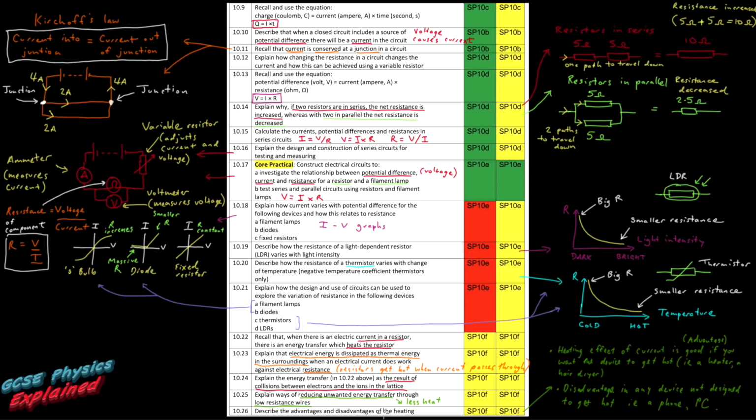Describe the advantages and disadvantages of the heating effect of current. That's what it should say. So the heating effect of current is good, so it's an advantage if you want the device to get hot, for example, a heater or a hairdryer. And the heating effect of a current is a disadvantage in any device not designed to get hot. So your phone or a PC, you don't want them to get hot, but they will because current's in them. So that's obviously a disadvantage. You've got to go and buy yourself a fan if you've got a PC to make sure it doesn't overheat.